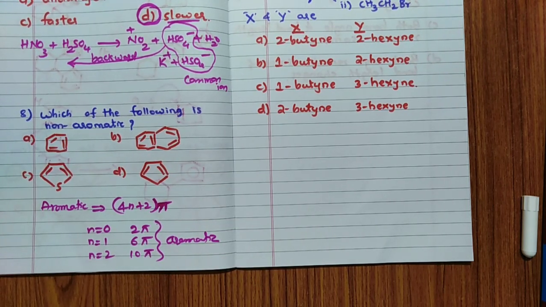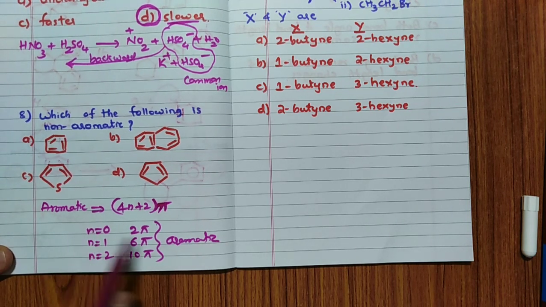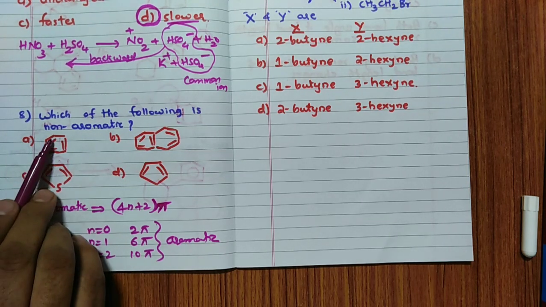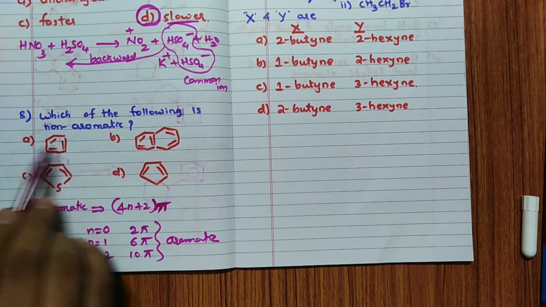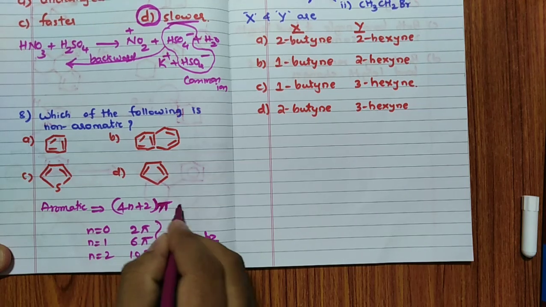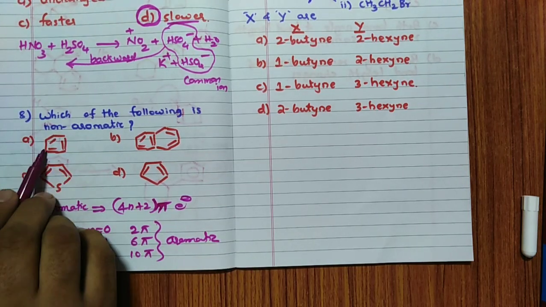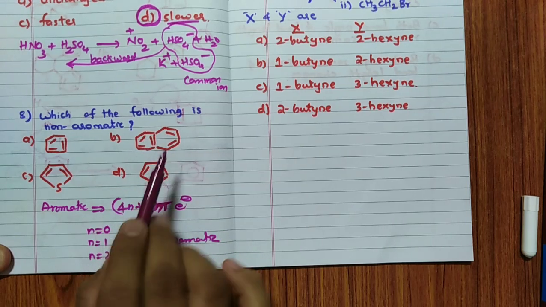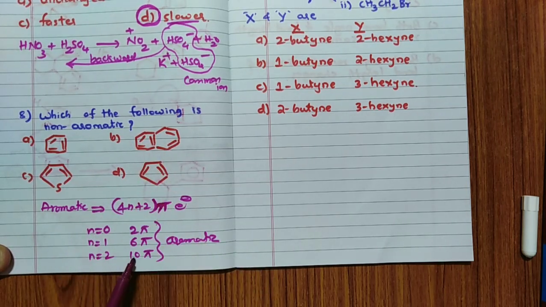Most of you are asking if n is nothing but the number of rings. No, remember, n is not the ring. n is 0, 1, 2, 3, like that. In this case 2 pi is not there. Here 6 pi is there: 1, 2, 3 pi bonds, times 2, so 6 pi electrons are there. Hence this is aromatic. Here 10 pi electrons, 5 double bonds are there. Hence 10 pi is there.